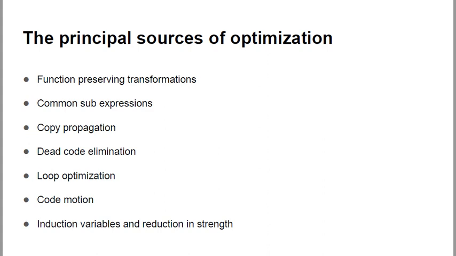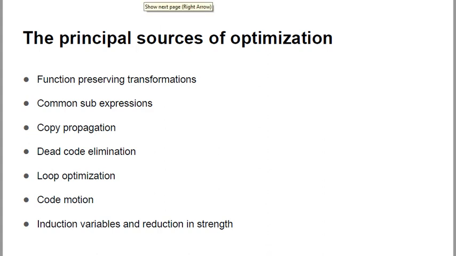A transformation is called local if it can be performed by looking only at the statements in a particular basic block. Otherwise, it is a global transformation. What we are going to study in this video lecture is first the function preserving transformations, which mainly deal with common sub-expressions, copy propagation, and eliminating dead code. The loop optimizations deal with code motion, induction variables and reduction in strength.